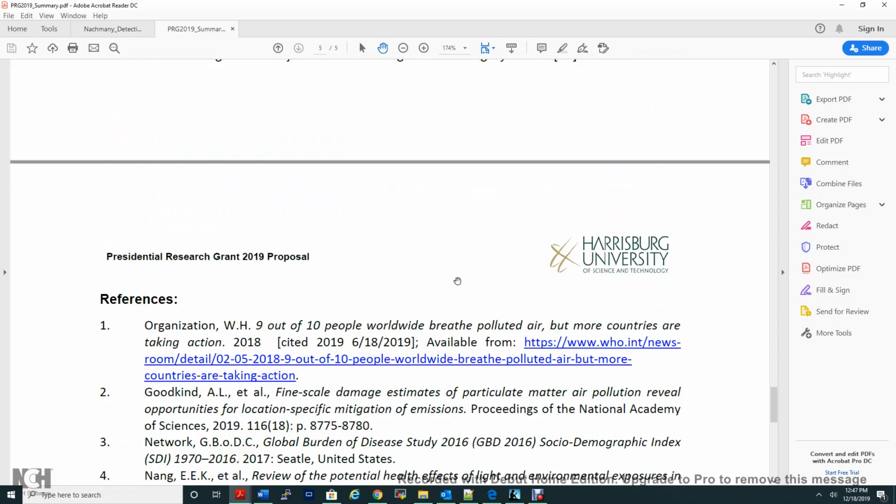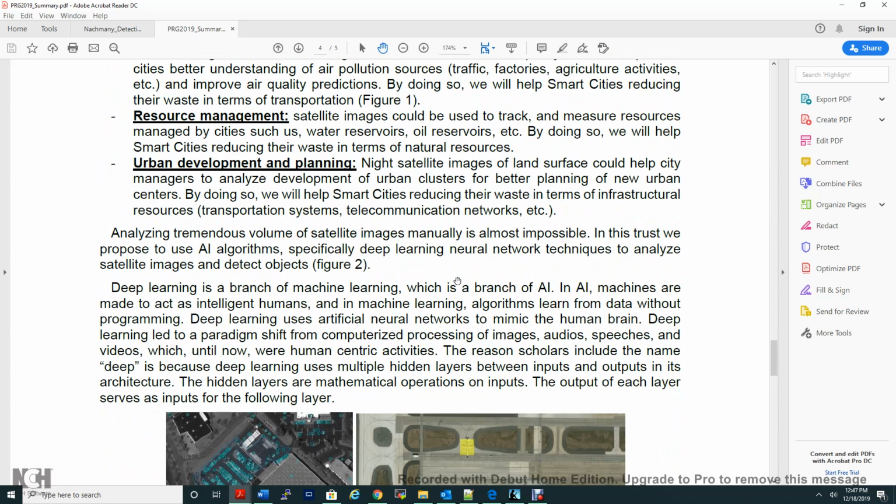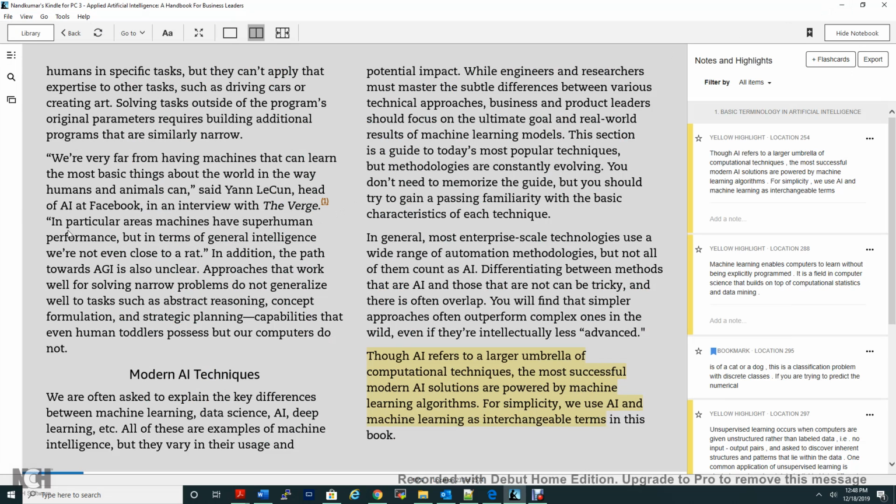What we are going to do, as mentioned here, is deep learning with machine learning, which is a branch of AI. So basically, we are using artificial intelligence. To begin with, I started with the Applied Artificial Intelligence Handbook for Business Leaders. This is a good book to start with to understand what exactly AI refers to.